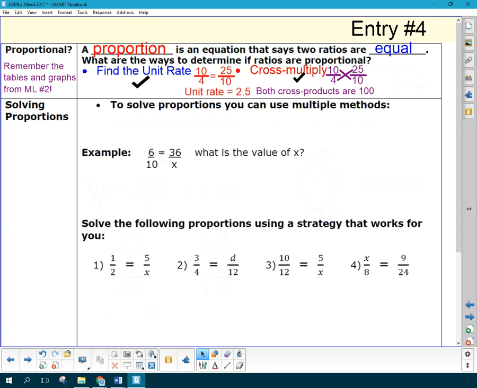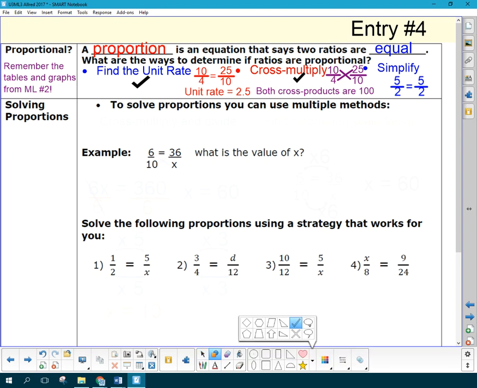Two ratios are also proportional if they simplify to the same fraction. So in that example, 10 over 4 can be simplified to 5 over 2, and 25 over 10 can be simplified to 5 over 2. So those ratios as well would be proportional ratios.